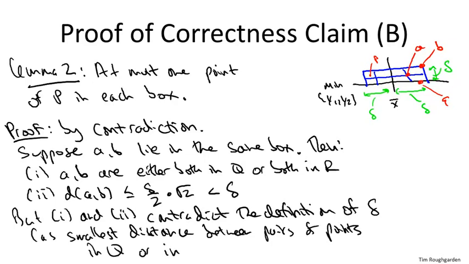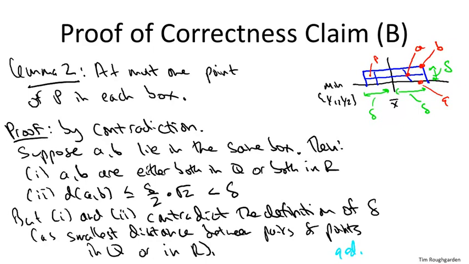But what have we just done? We've exhibited a pair A and B that lie on the same half of the point set and are strictly closer than delta. So that contradicts the definition of delta, and that completes the proof of lemma 2. Let me just make sure we're all clear on why, having proved lemma 1 and lemma 2, we're done with the proof of part B of the claim, and therefore the entire claim, because we already proved part A a long time ago.